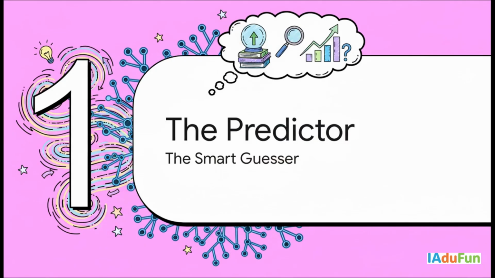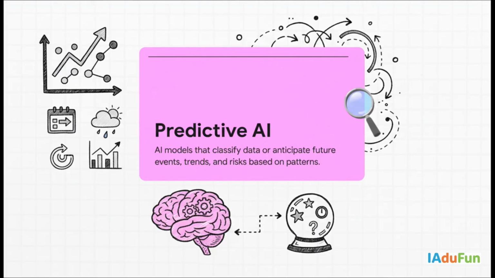All right, first up on the team, let's meet the predictor. This helper is basically a master guesser. Its special skill is making these incredibly smart guesses based on everything it's already learned from the past. The official name for this is Predictive AI, and it is by far the most common type of AI we all use every single day. It's all about sifting through tons of past information to find patterns, so it can make a really good guess about what might happen next.